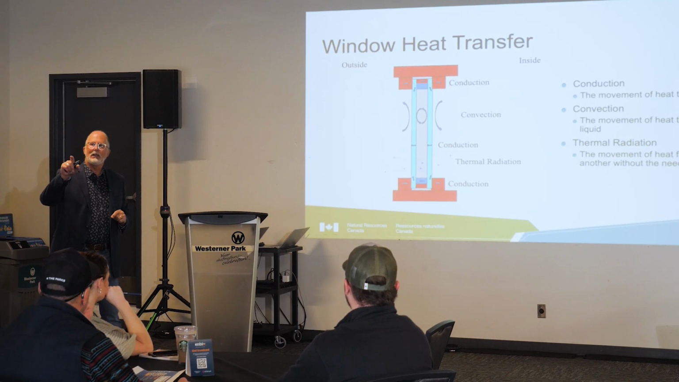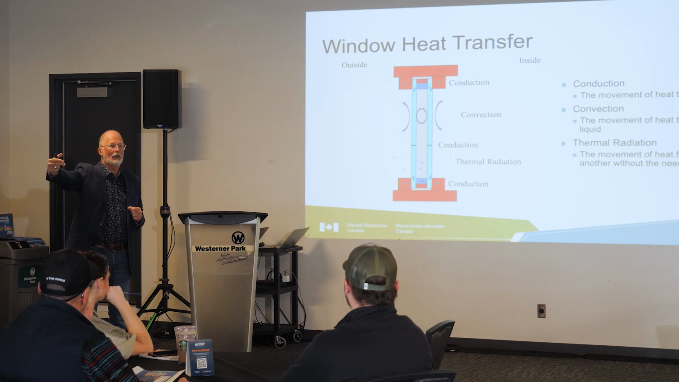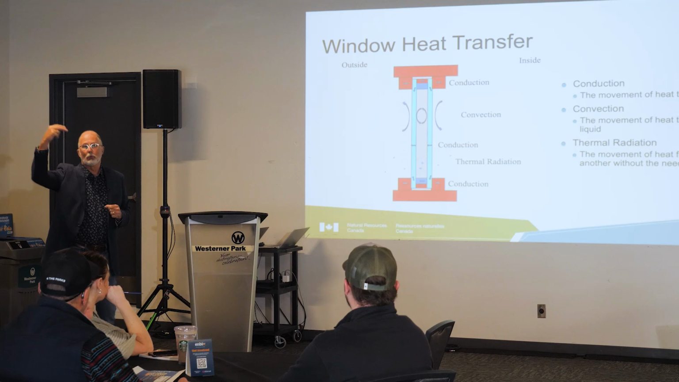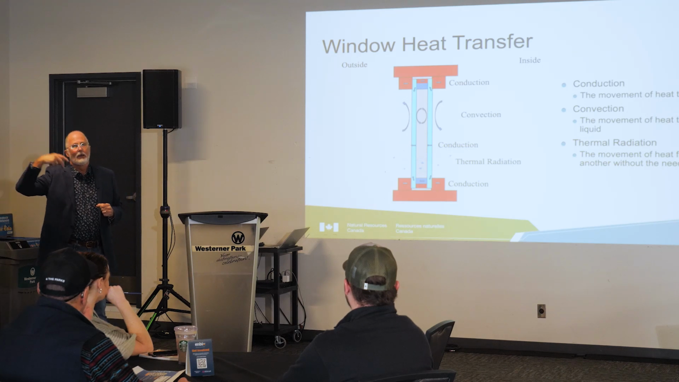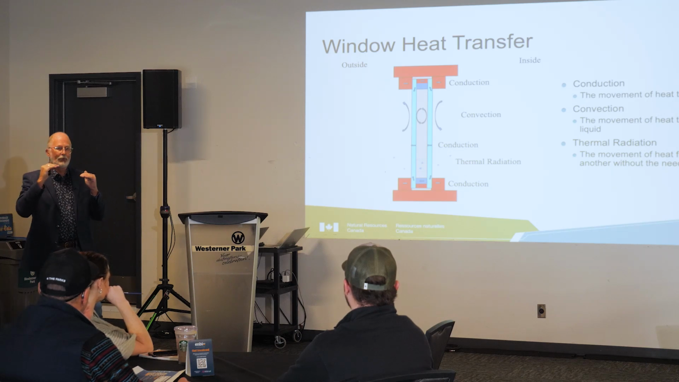Can we reflect the heat that's in this room back into the room by putting a coating on the glass? And in the summertime, can we reflect the heat from the sun outside by pushing that back out to the exterior and not letting it into the building? And how do we find the sweet spot between those two?